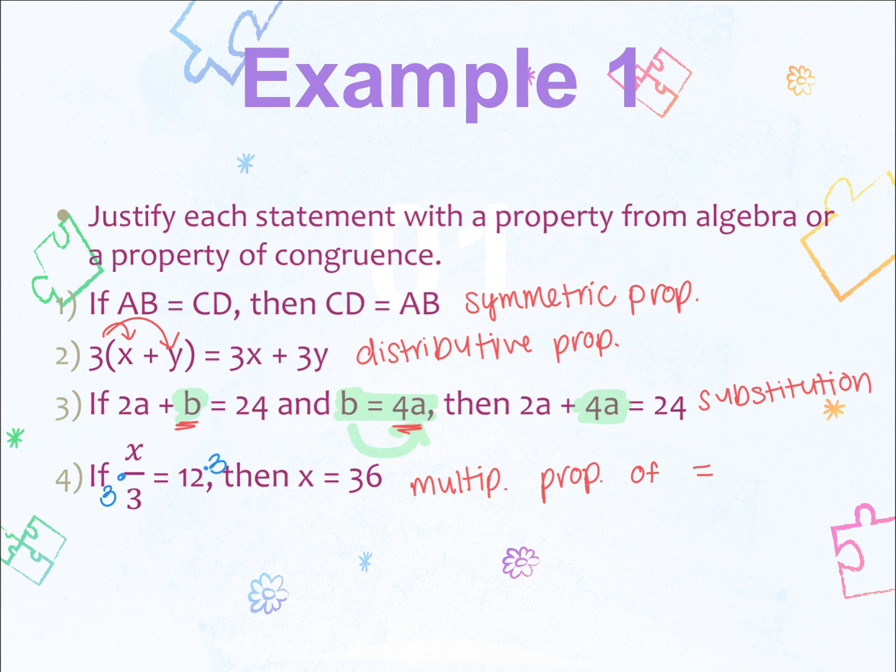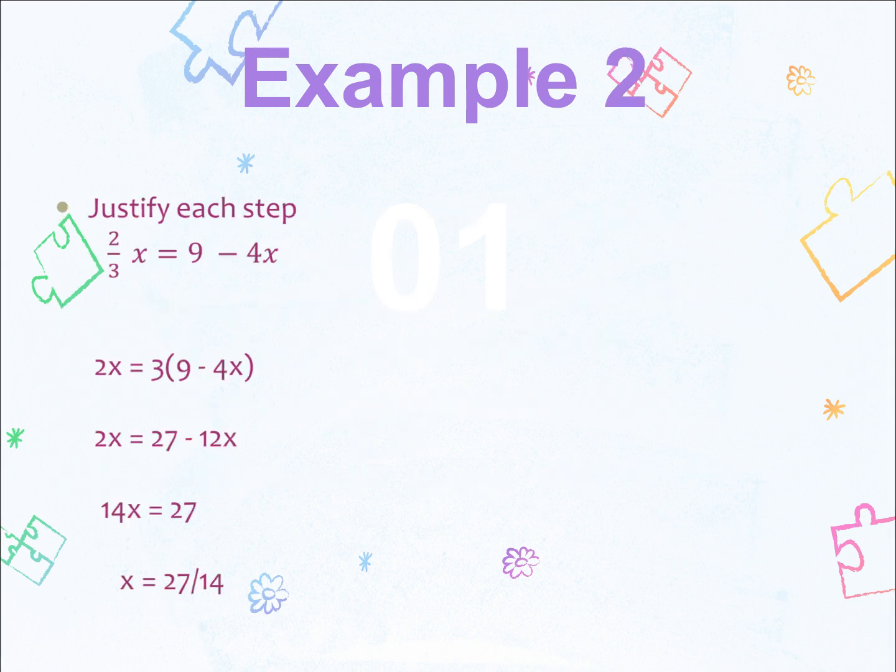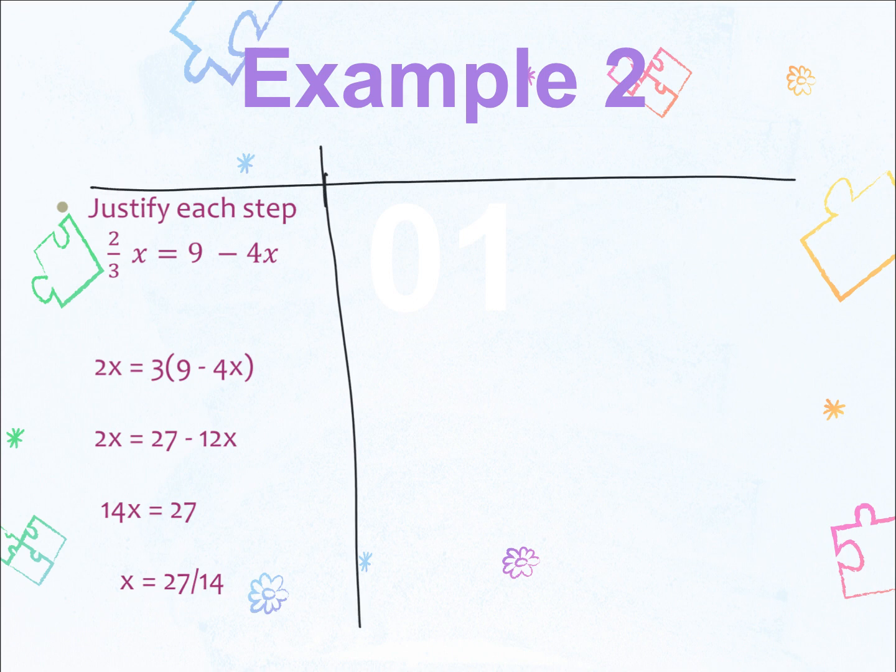Looking at example number 2, it says justify each step. Now we're going to kind of get into proofs. So when you're dealing with proofs, you have this T-chart. So just go ahead and draw a little T-chart. And you have 2 sides. You have your side with your statements, and then you have a side with your reasons.